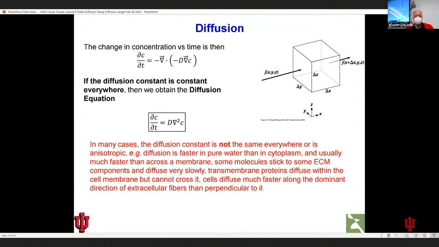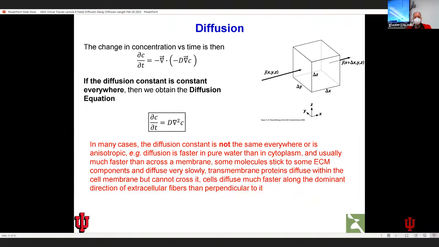The other thing is that the diffusion constant here is assumed to be a scalar, but it doesn't have to be. The diffusion constant, if you look at that top equation, we have diffusion constant times a gradient. That is, the diffusion constant is multiplying a vector and returning a vector. And so the diffusion constant could actually be a tensor rather than a scalar.